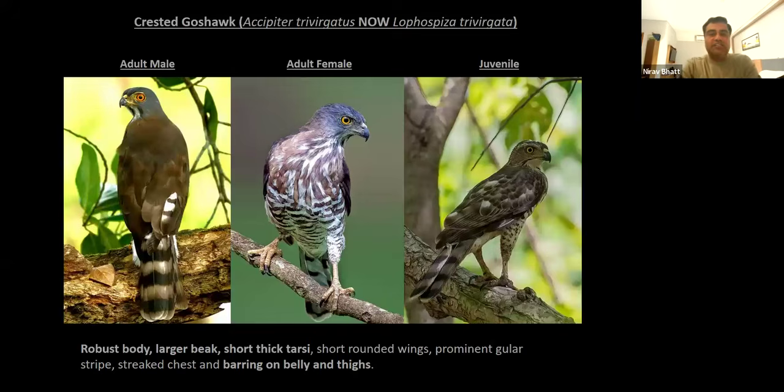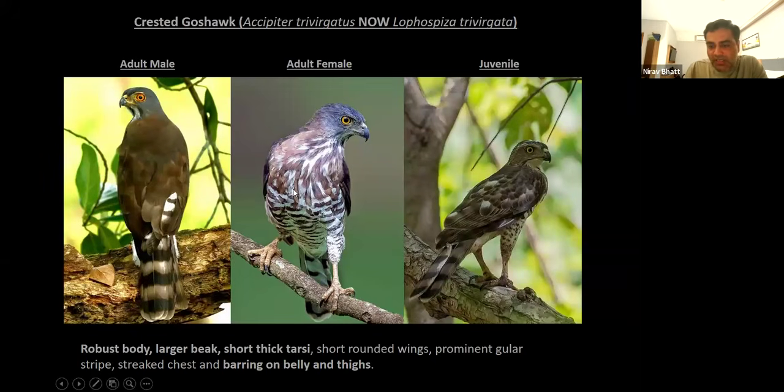Now we'll see the last one, that is Crested Goshawk. Adult male, adult female, and juvenile. It has a robust body, much more robust. It has a large beak, which is very, very large in comparison to all the other accipiters that we have seen. Much larger than the Sparrowhawk and the Besra, even much larger than the Shikra also.